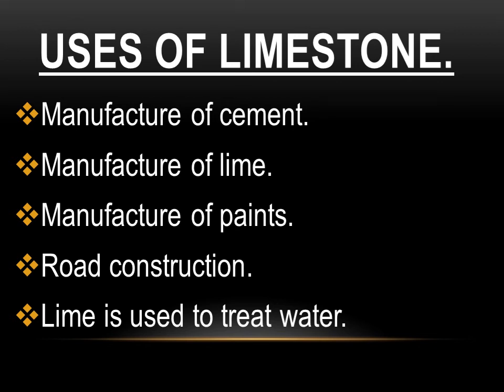For example, if you blow out the air we breathe in into the lime water, it turns milky. Then we have road construction. Limestone is a soft rock which can be crushed to form a powder. That powder is then ground to form what we call murram, and the murram can be used to lay the roads, to smoothen the roads, and so on. Then we have treating water, road construction, manufacture of paints, manufacture of lime and water, and manufacture of cement.